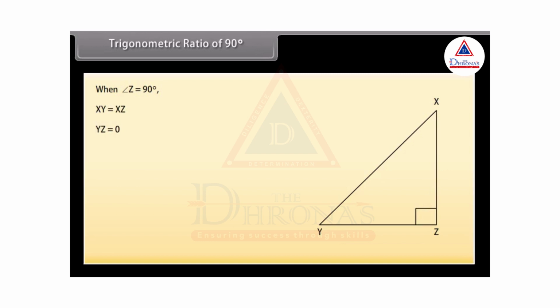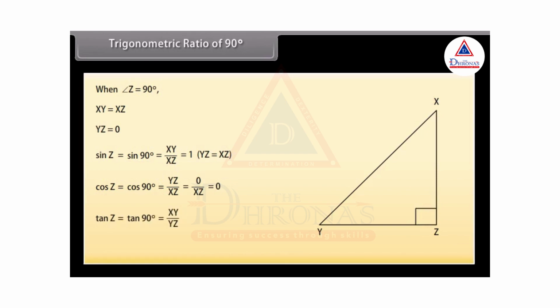is 0. Let us understand what happens to the values of trigonometric ratios. Sin Z is equal to sin 90 degree, which equals XY upon XZ, which equals 1, as YZ is equal to XZ. Cos Z is equal to cos 90 degree, which equals YZ upon XZ, is equal to 0 upon XZ, which equals 0. Tan Z is equal to tan 90 degree, which is equal to XY upon YZ, equals XY upon 0. Therefore, tan 90 degree is undefined.